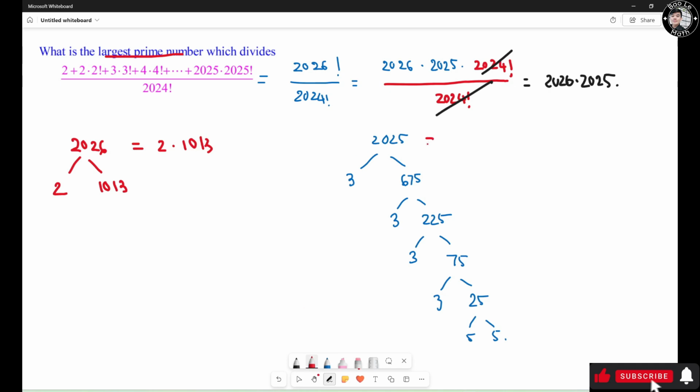So we can write 2025 as 3 to the power of 4 times 5 to the power of 2. Now we look at this: the prime factors are 2, 1013, 3, and 5. So 1013 is the largest prime number, and the answer should be 1013.